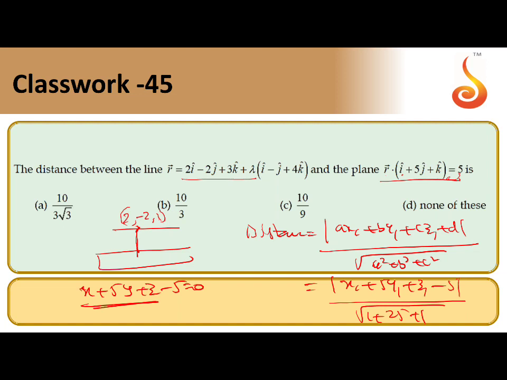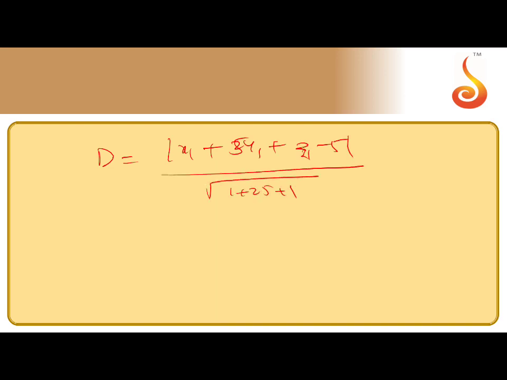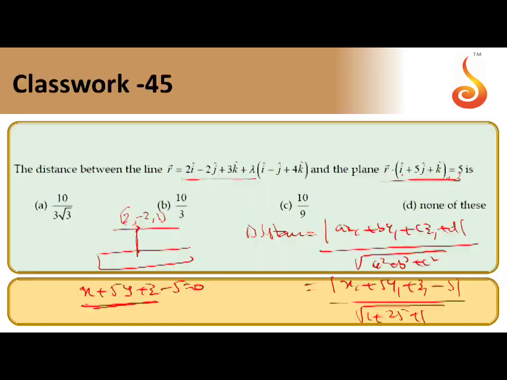So we'll do the next page. Got it? The distance is modulus of x1 plus 2y1 plus 5y1 plus z1 minus 5, by root over 1 plus 25 plus 1. What is the point x1, y1, z1? Take it as 2, minus 2, and 3. Sorry, this is the point 3.